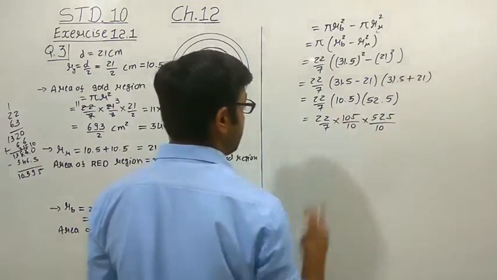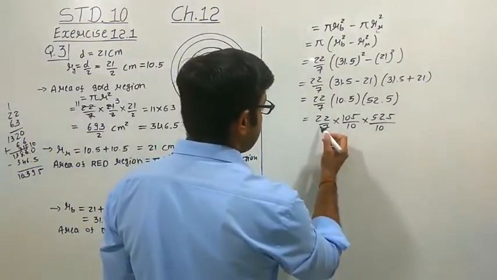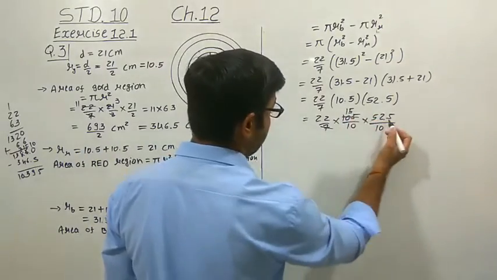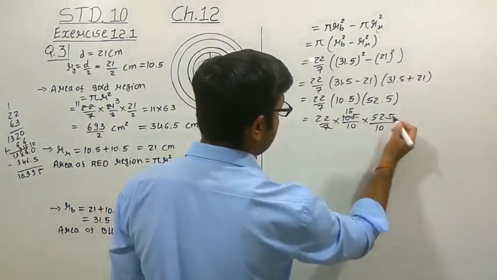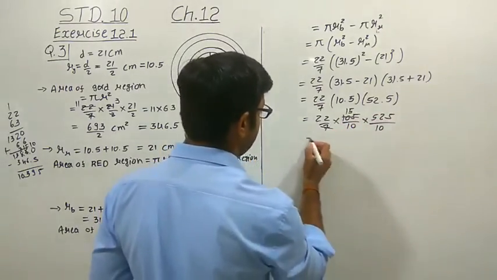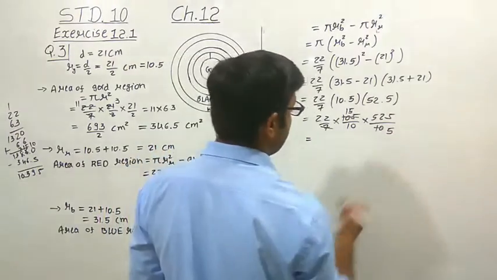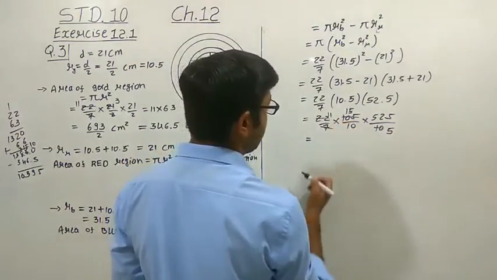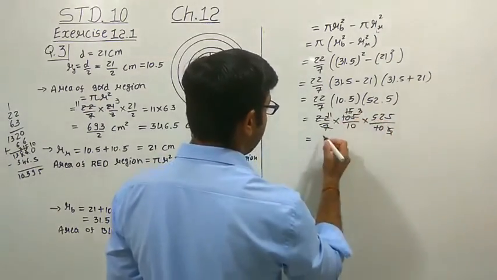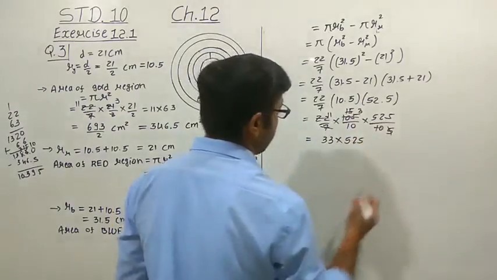Now let us cut this 7 and 105. We can cut it: 15 sevens are 105. Now here we have 22 into 15 into 525 upon 100. So we can cut it: 5 twos are 10 and 11 twos are 22. We can cut this 5 with 5 threes are 15. So here we have 11 threes are 33 into 525.